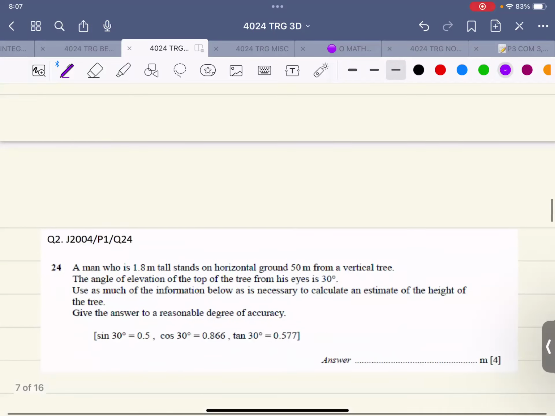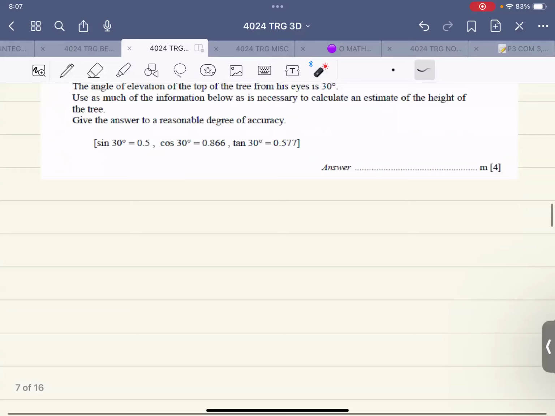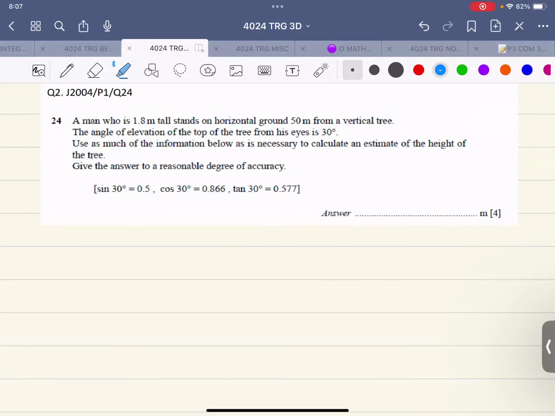Next question. A man who stands 1.8 meters tall stands on horizontal ground 50 meters from a vertical tree. So I need to draw a small diagram. First of all, this is the man, and this is how he's standing. Ignore my drawing. And then this is his eye level, like this.